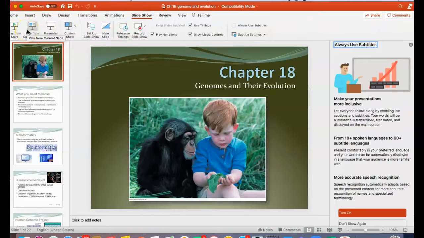So we have some notes to take. I'm on page 213.